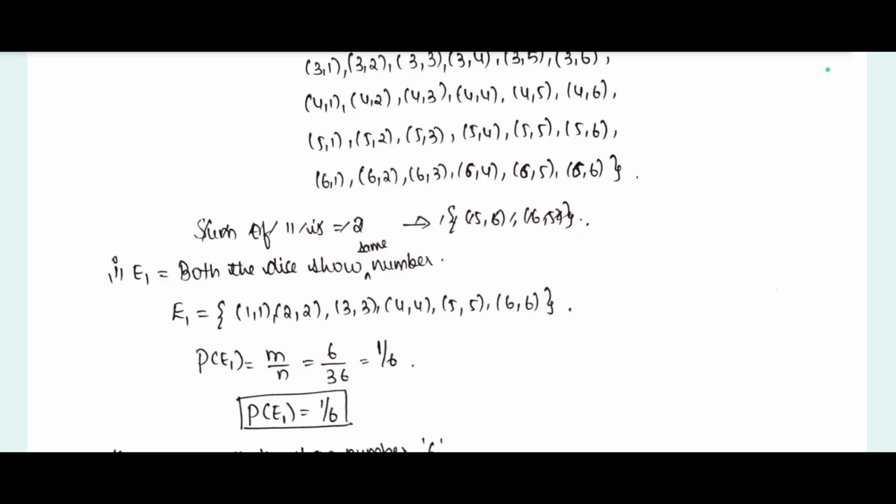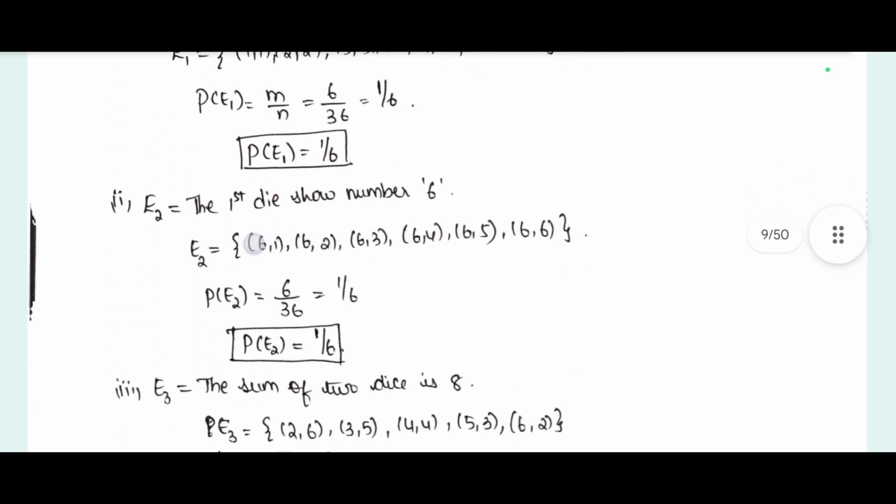So what is the sample space or the favorable events for this? That is 1 comma 1, 2 comma 2, 3 comma 3, 4 comma 4, 5 comma 5, and 6 comma 6. The total number of cases are 6 divided by 36, that is 1 divided by 6. That is the first question's solution.